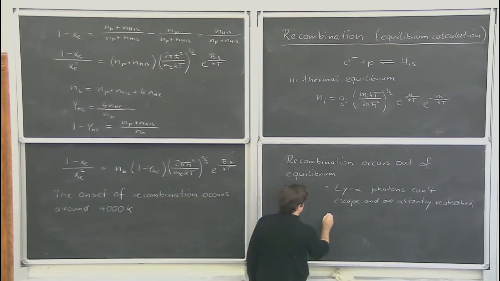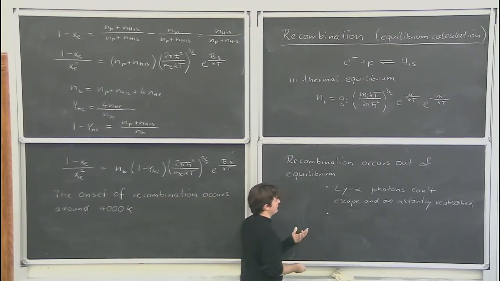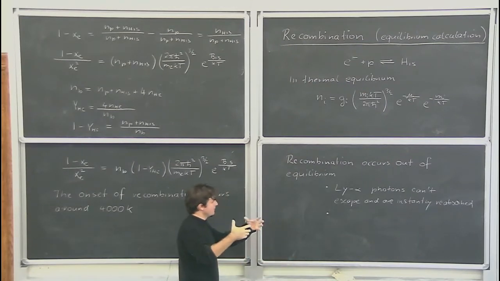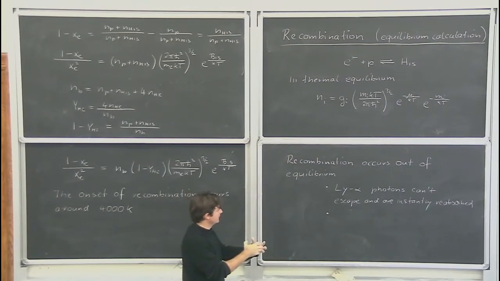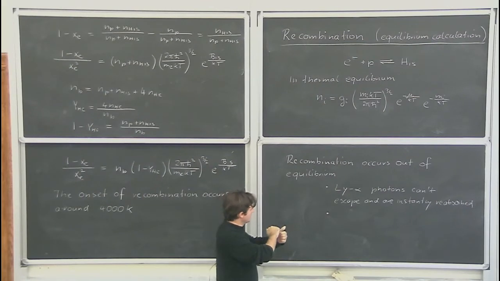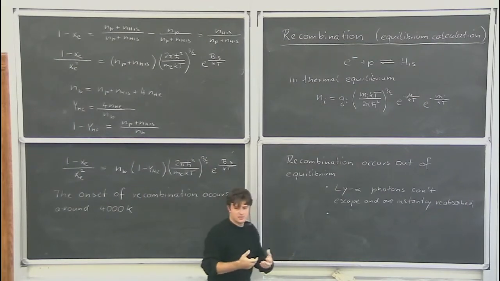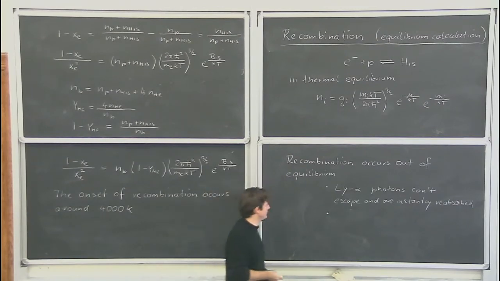The second thing related to this is, if a proton captures an electron and emits a photon in the process, that photon readily reionizes another hydrogen atom. So again, you don't change the net ionization state.